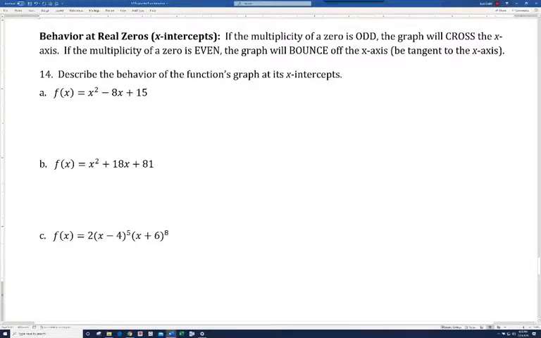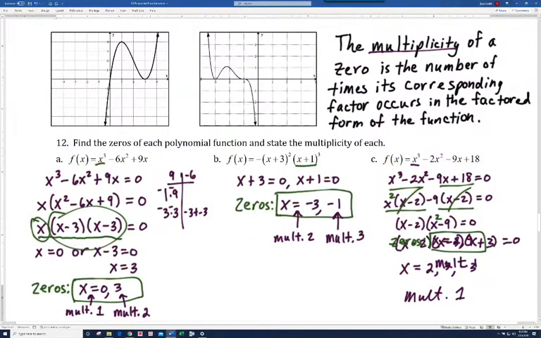I'm going to go back to the previous slide, actually it's a couple slides back. I want to show you for this function, this is actually the graph. And remember, we had at x equals 0 a multiplicity of 1, and notice we crossed there. At x equals 3, we had a multiplicity of 2, and notice at the corresponding x-intercept, which is at (3, 0), we bounced. The graph gets to that point. It doesn't cross, it just bounces back up.